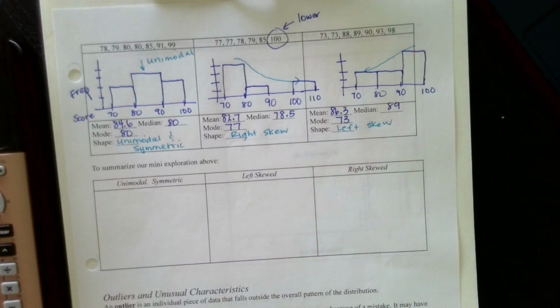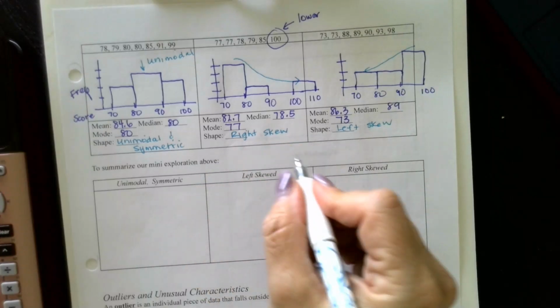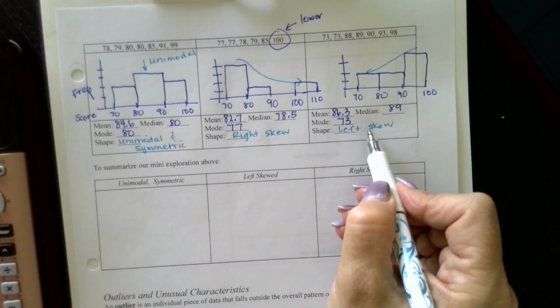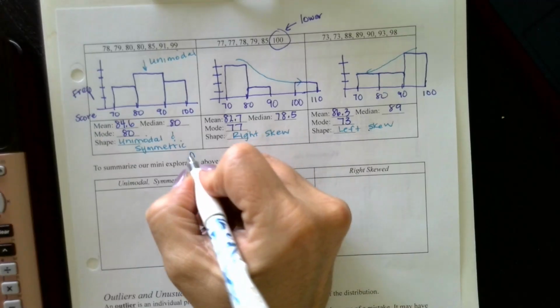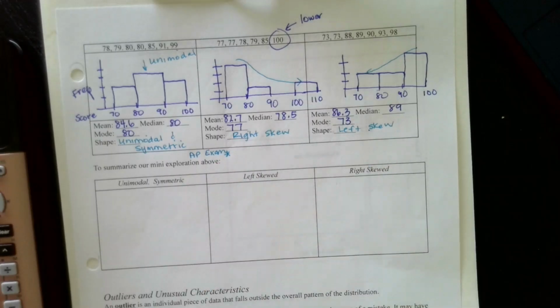Now I'm going to talk about something here, and I'll just use this middle one for an example. If you were going to write this on the AP test, these would not give you full credit. That's what it is, but this is how you're going to get full credit. So put on here AP exam. And we'll do a lot of practice when we get closer to the test.